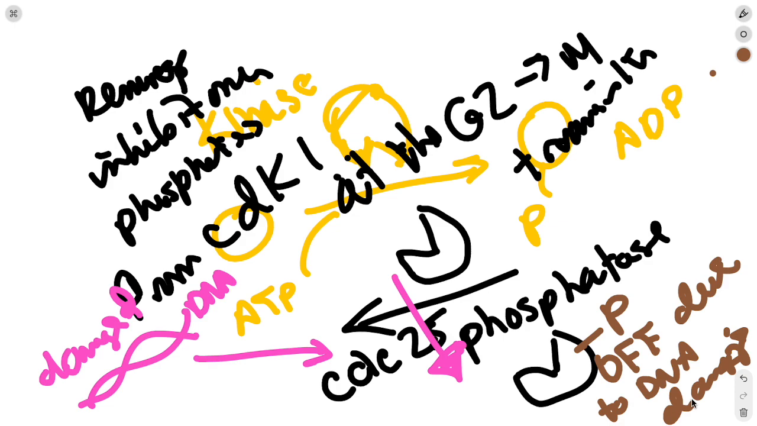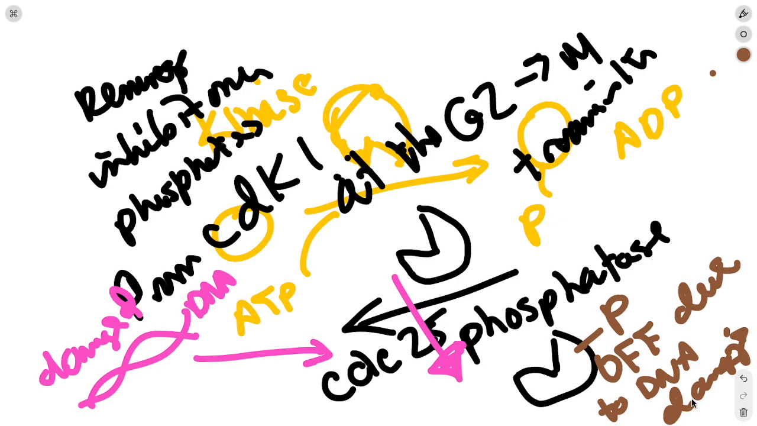You've got to remove those inhibitory phosphates. CDC25 phosphatase will do it. It's not going to do it if there's DNA damage. Get the DNA damage fixed, CDC25 phosphatase gets activated, removes the inhibitory phosphates, and we roll into mitosis.